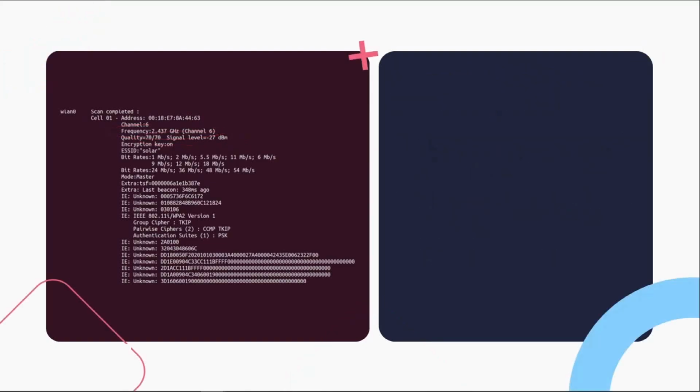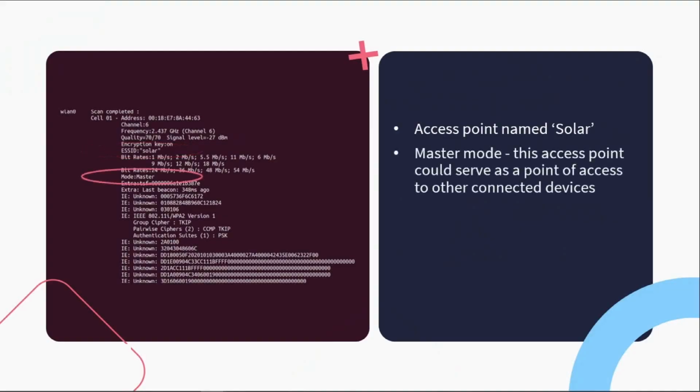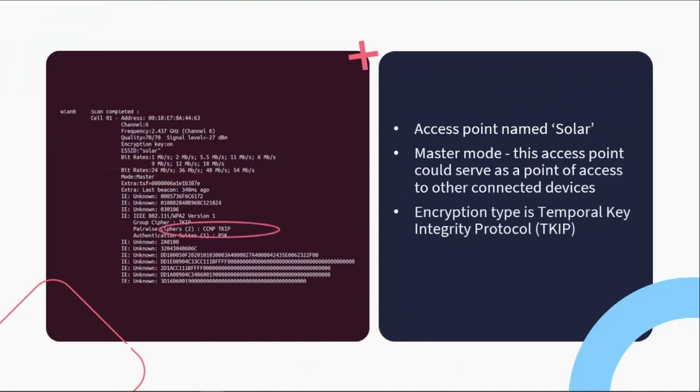We can also see that the access point does have some form of encryption, and the access point is named Solar. The access point is in master mode, which means this access point could serve as a point of access to other connected devices. We can also see the encryption type and what standard the wireless access point supports. There is obviously lots more info than that, but that's a pretty good start, don't you think?